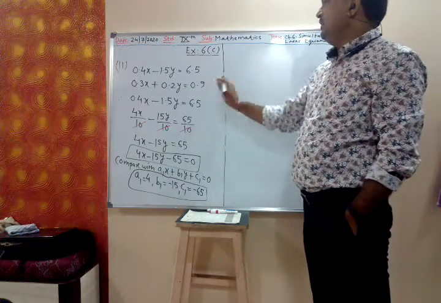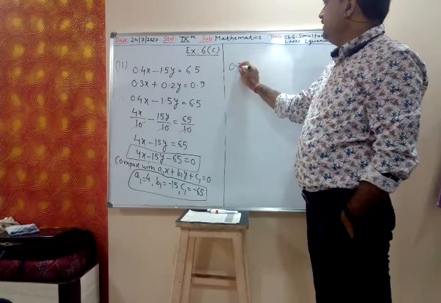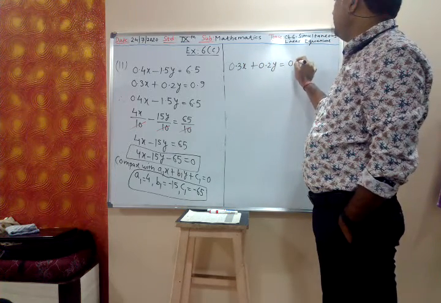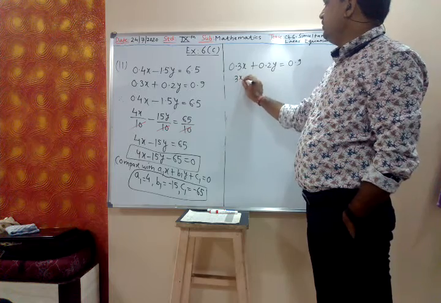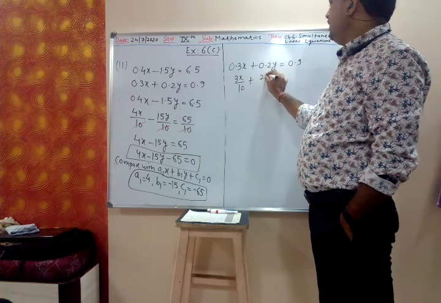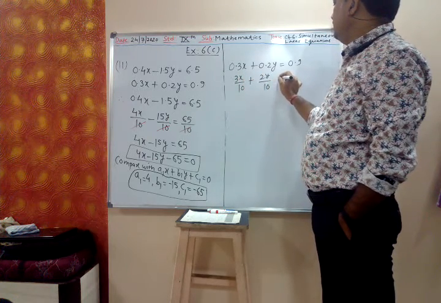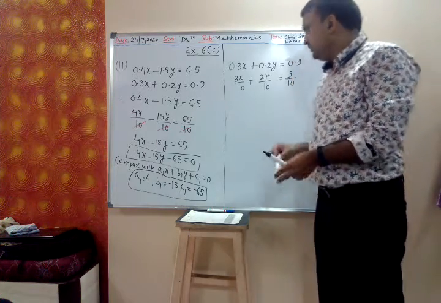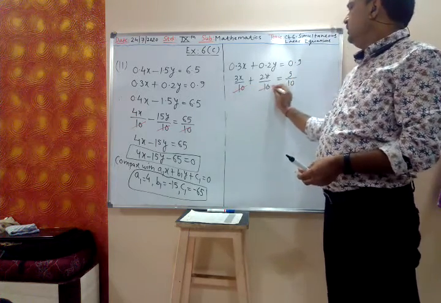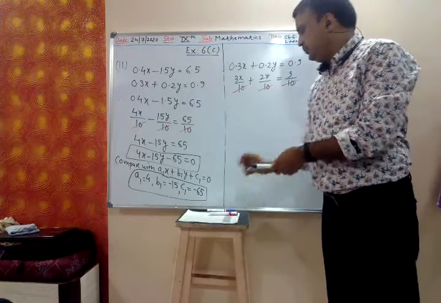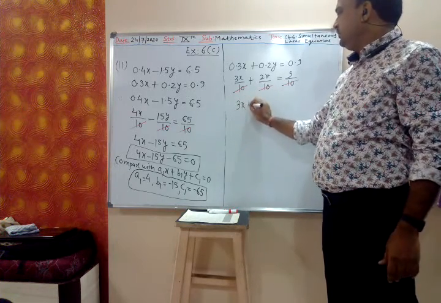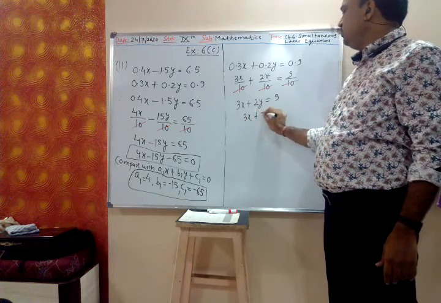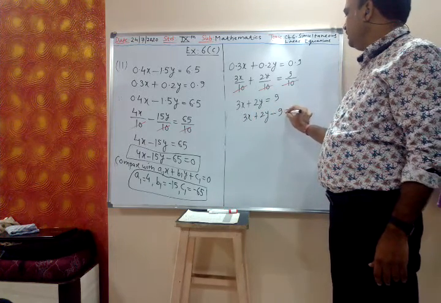Now let us simplify the second also. 0.3x plus 0.2y is equal to 0.9, which I can write 3x upon 10 plus 2y upon 10 is equal to 9 upon 10. 10 we can cancel. So 3x plus 2y is equal to 9, which I can write 3x plus 2y minus 9 is equal to 0.